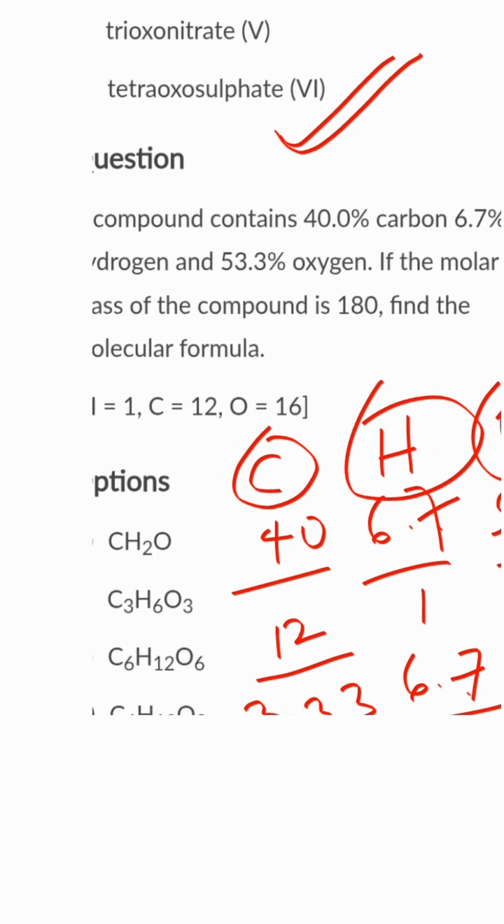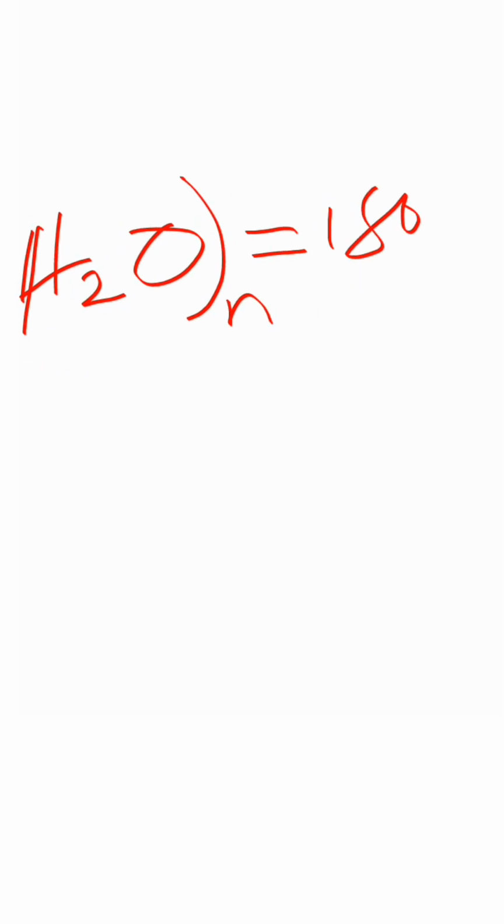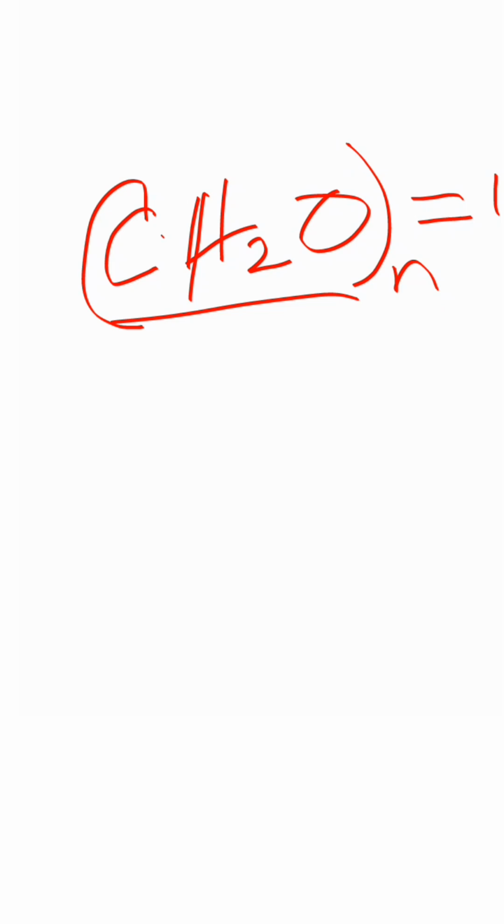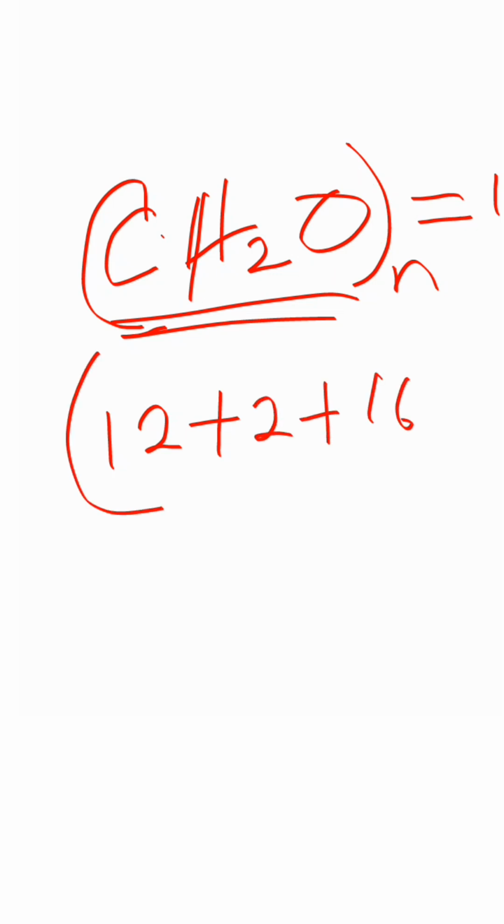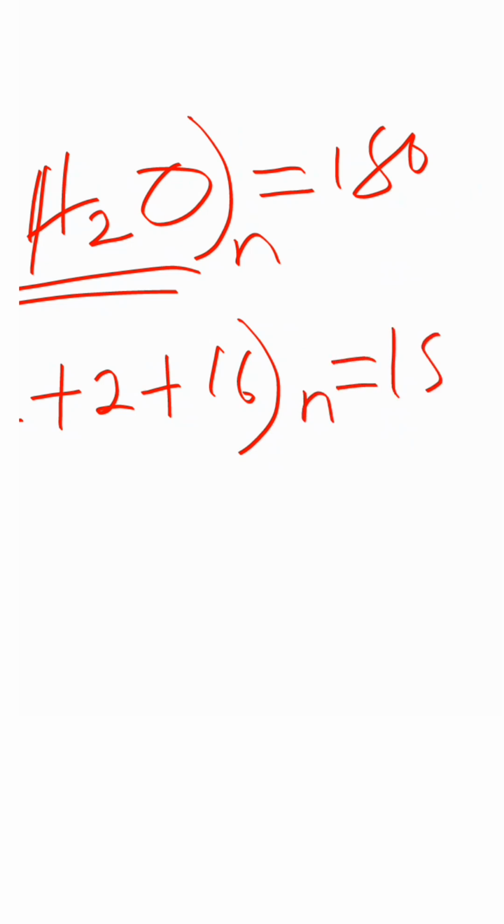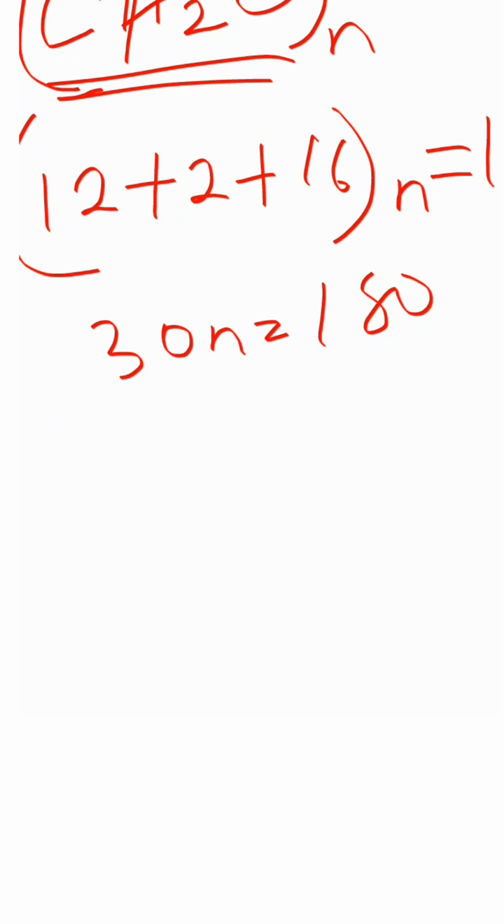So just write CH2O. But there's something you need to take note of, because I told you that the molar mass of the compound is 180. So you just add a bracket here like this and equate everything to 180. So everything in the brackets, you have to find the relative molecular mass. To find the molar mass, you know carbon is 12, right? Hydrogen is 1, so 1 times 2 gives you 2, plus oxygen is 16. Then multiply this by n. Everything here must give you 180. If you add all these, you're going to get 30. So 30n is equal to 180. So just find n from here.